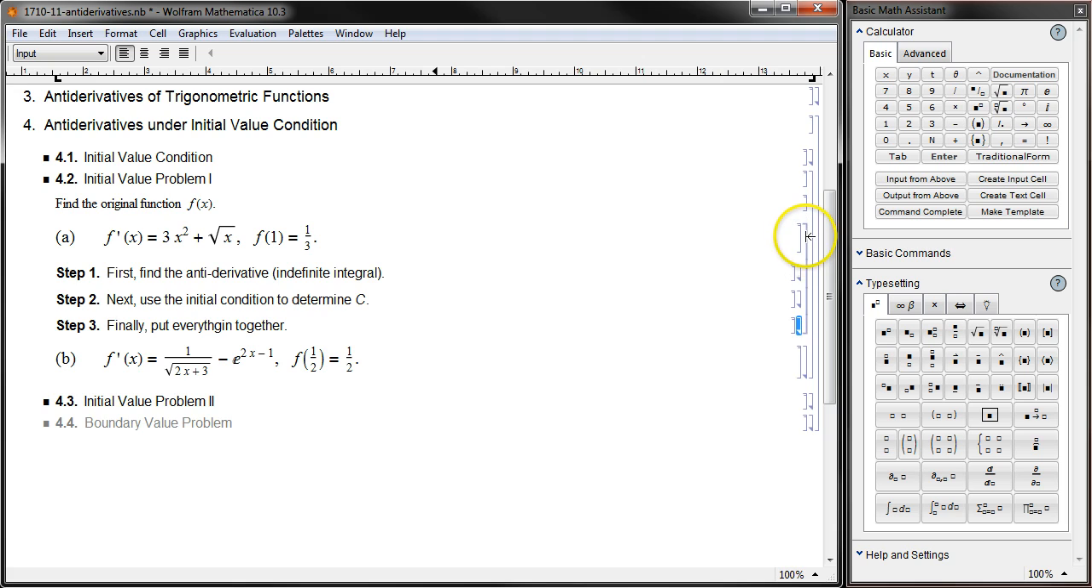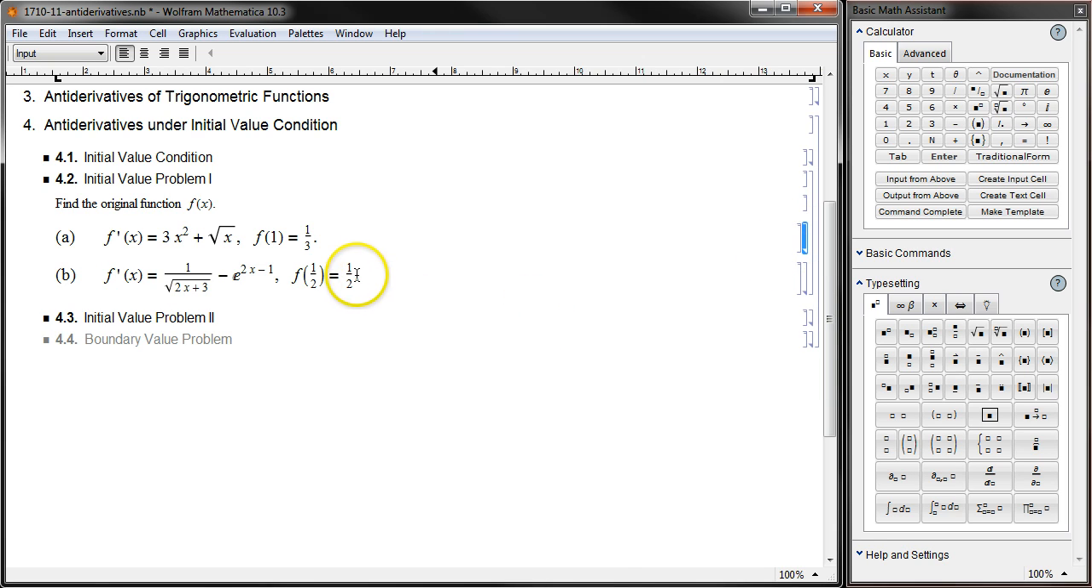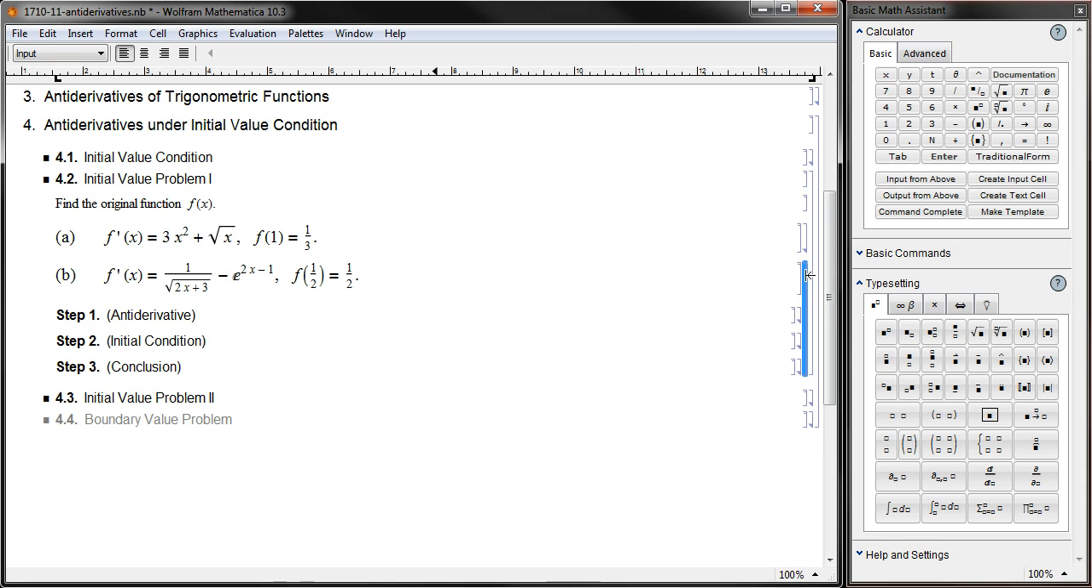One more exercise. We have this antiderivative computation to do, and then we are going to put in this initial value, x equals 1/2, and the function value has to be 1/2. Let's calculate the antiderivative. Oh, we should have reviewed this kind of antiderivative a little bit more. Maybe this is a good time to do that. Alright, let's do it.